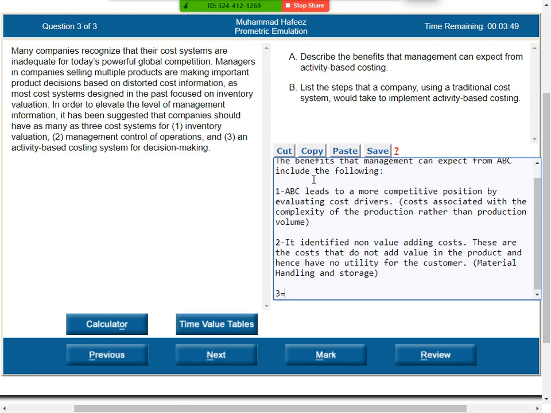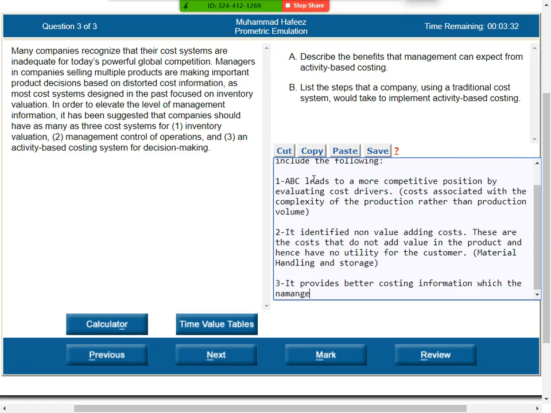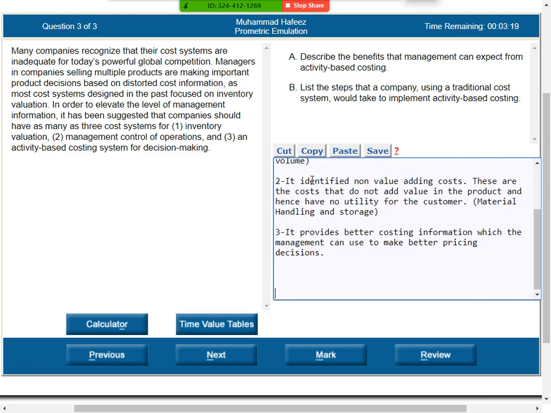Third, it provides better costing information which the management can use to make better pricing decisions. Done, A is over.